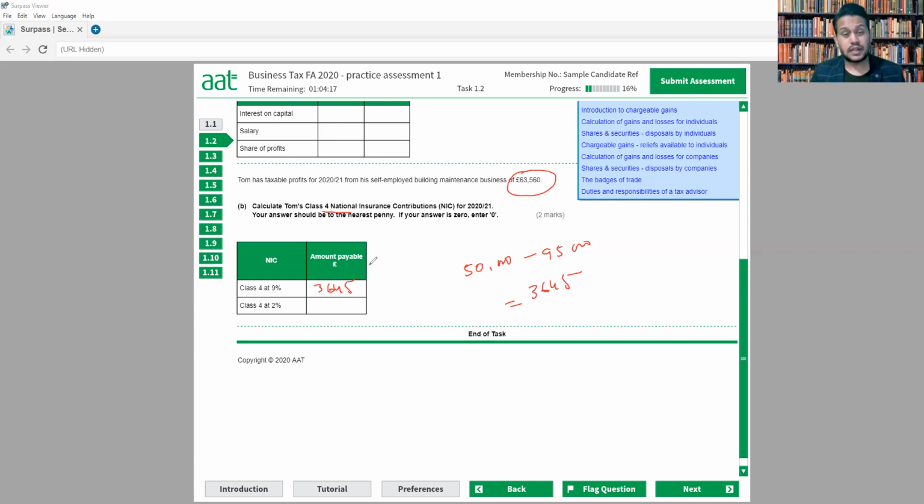If it is up to 50,000, it is 9%. Anything additional is 2%. So we said 63,560 minus 50,000, and on the difference you do 2%, and that will give us 271.20. That's it. That's not the difficult one. All right, so let's move to the next one. Let's have a look. What is the next one we have here?